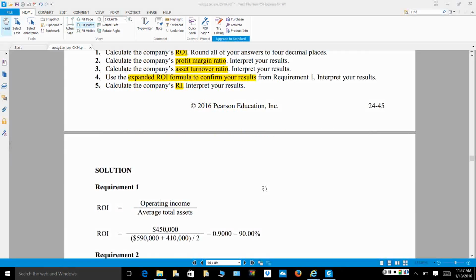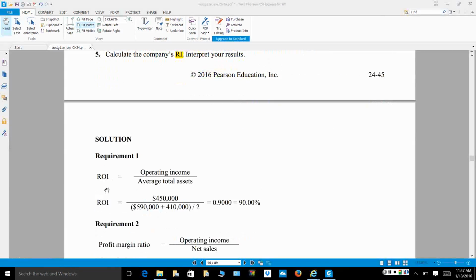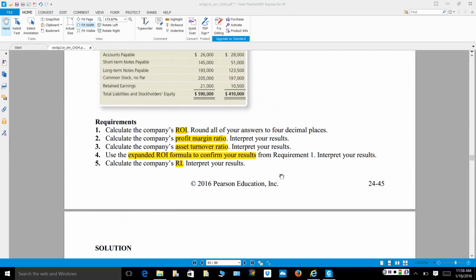Using the information above, the company has calculated the return on investment using operating income of $450,000 divided by, notice it says average total assets. So we took assets at the beginning of the year plus assets at the ending of the year and divided by 2. Let's go back up and check our numbers.